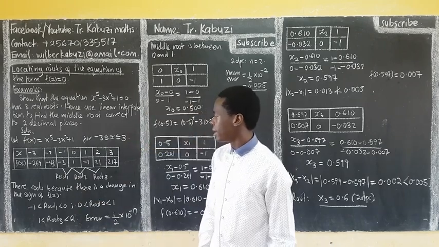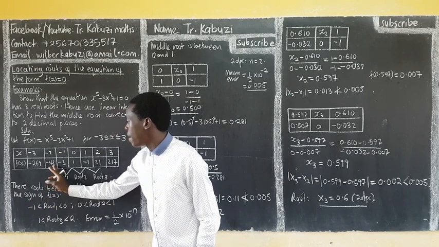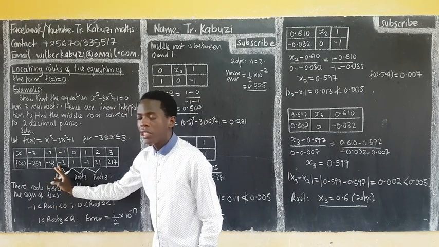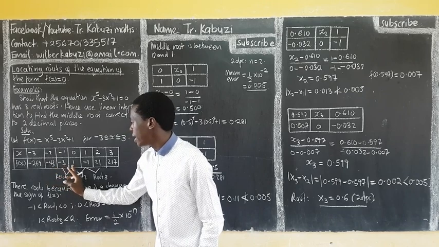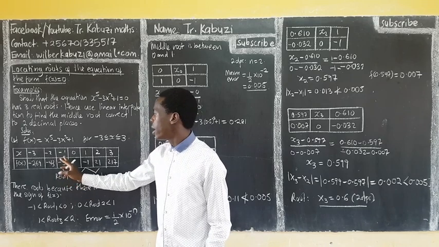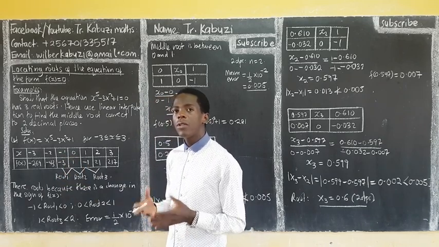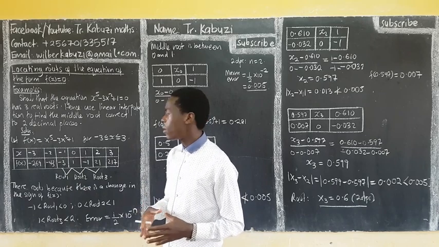Now, what happens? You start from here up to here. From here up to here, same sign, so no change. But from here up to here, there is a change in sign from negative to positive. So it means that between this and this, there is a root. The corresponding values of x, that's where the roots are going to be.